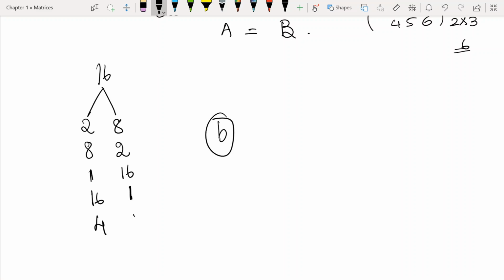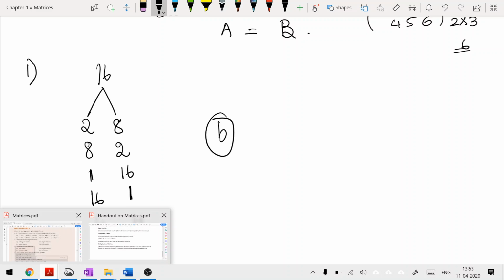I missed 4 into 4. 4 4s are 16. That should also be mentioned, right? This is the first question. Let's go to the next one.